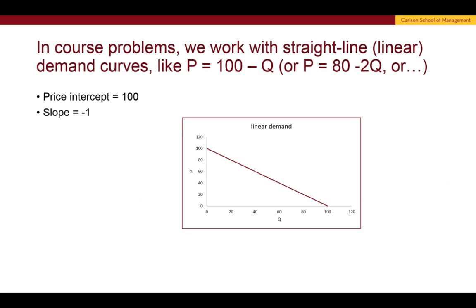Now, in problems in this course, we tend to work with straight line or linear demand curves, for example, P equals 100 minus Q, or P equals 80 minus 2Q, or whatever. But suppose we're working with that P equals 100 minus Q. Let's just talk about how we would graph that. So we've got a picture here with price on the vertical axis and quantity on the horizontal, as we so often do in this course. The price intercept with this particular demand curve, P equals 100 minus Q, is 100, and the slope of this demand curve is minus 1. As a result, it hits the quantity axis at 100 as well.